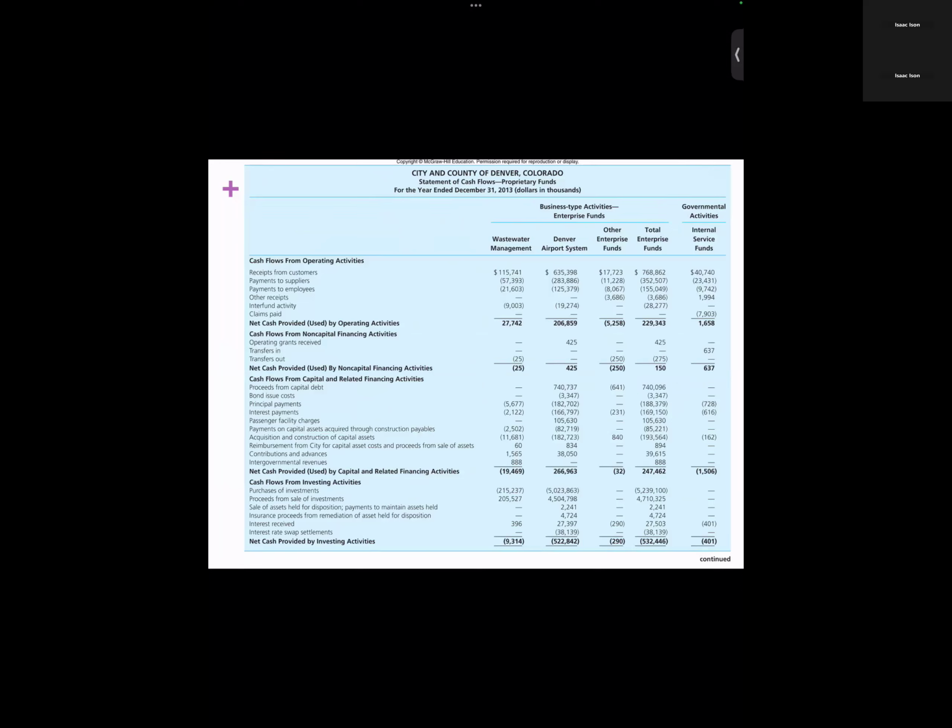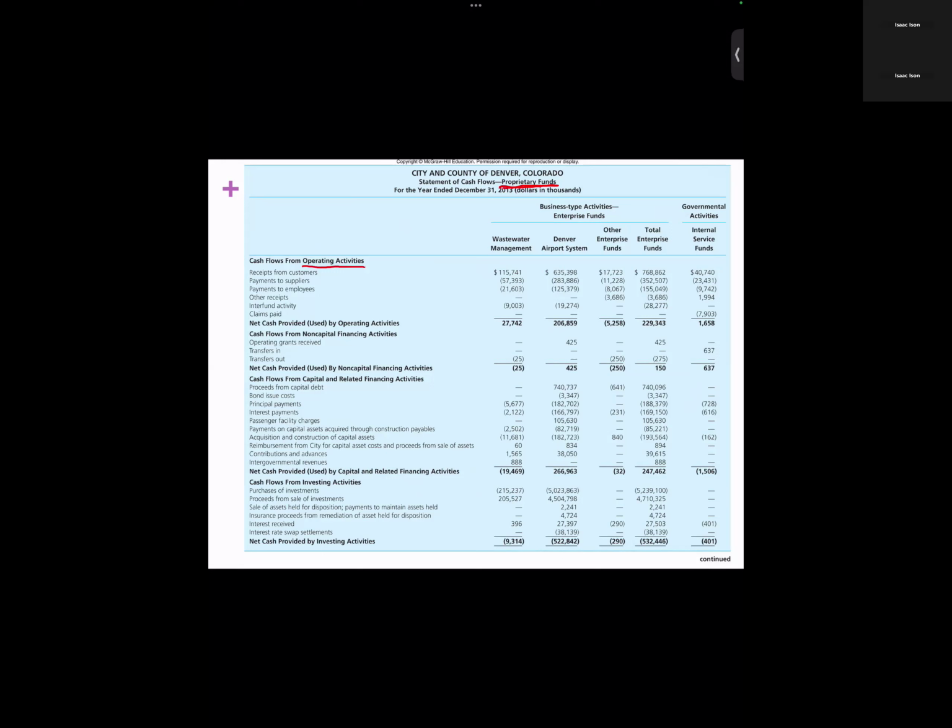Statement of cash flows does exist for proprietary funds. None of the other funds use it. Government-wide financial statements, we don't have a statement of cash flows. Statement of cash flows, be aware it does exist for the proprietary funds. We have operating. You'll see this is a different order, and there's actually one more section too.